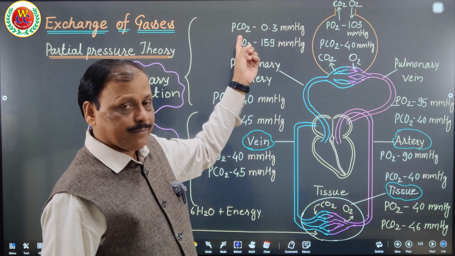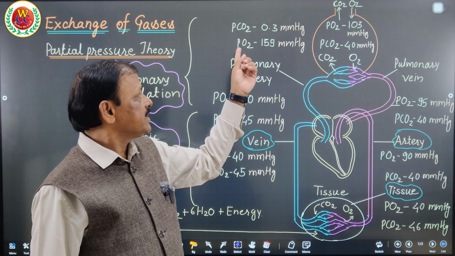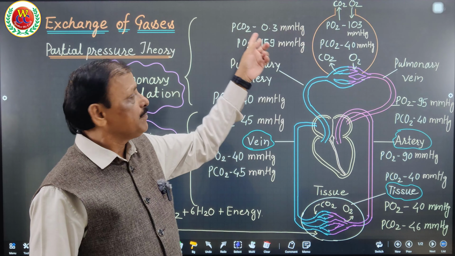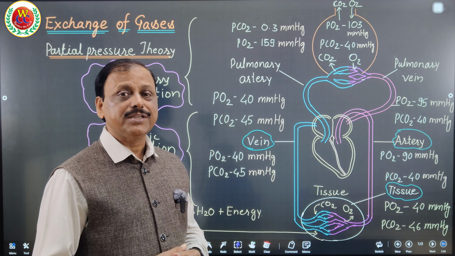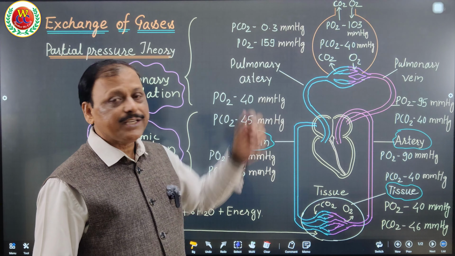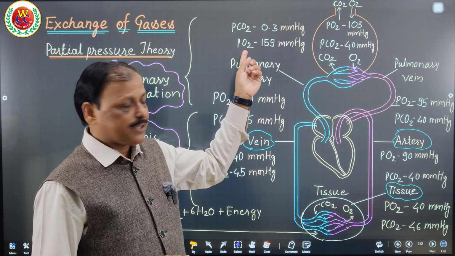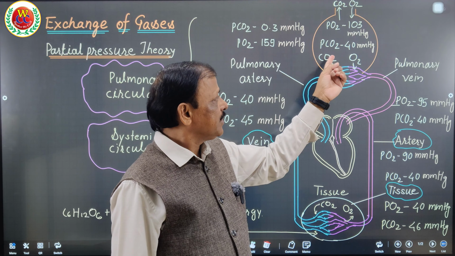Now as you are aware of this diagram, let's see the partial pressure present in air. Partial pressure of oxygen is denoted by PO2 and partial pressure of carbon dioxide is denoted by PCO2, and it is always in the unit mmHg. So here partial pressure of carbon dioxide in air is 0.3 mmHg, and that of oxygen is 159 mmHg. Now when we inhale, we are also removing carbon dioxide from blood to the lungs alveoli.